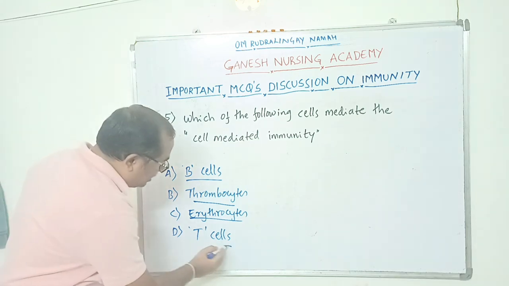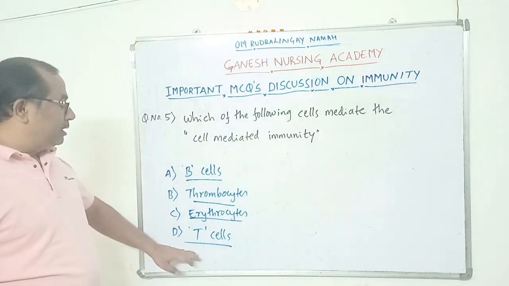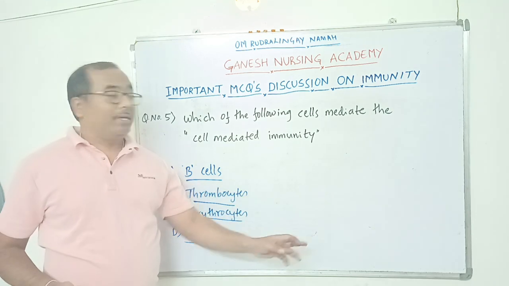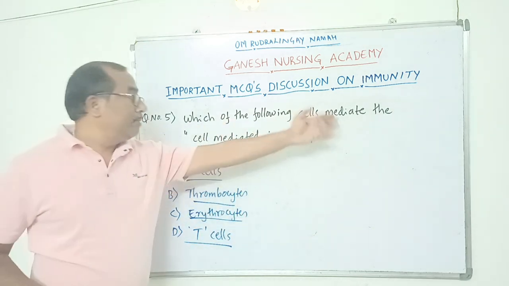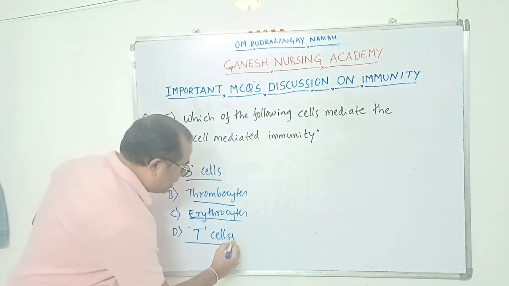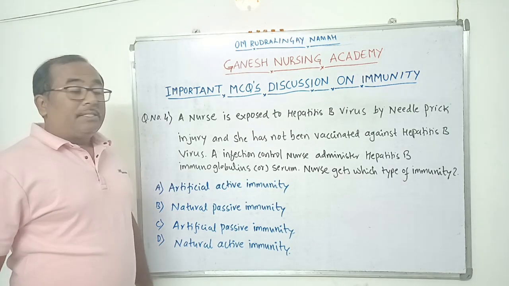And T cells are the ones responsible for cell mediated immunity. So the cells responsible for cell mediated immunity are T cells. So the answer is T. Okay, dear students, let's see the next question.